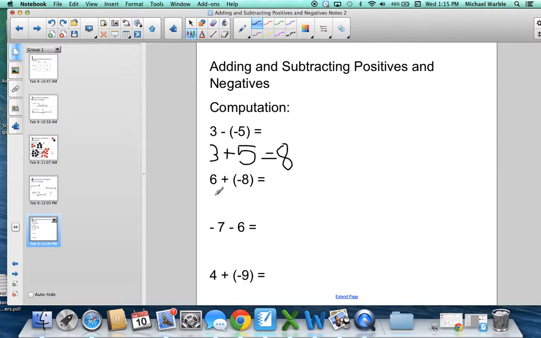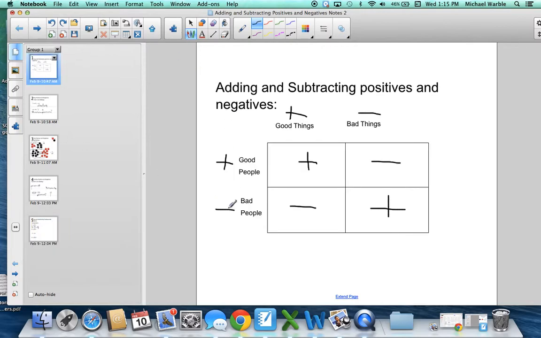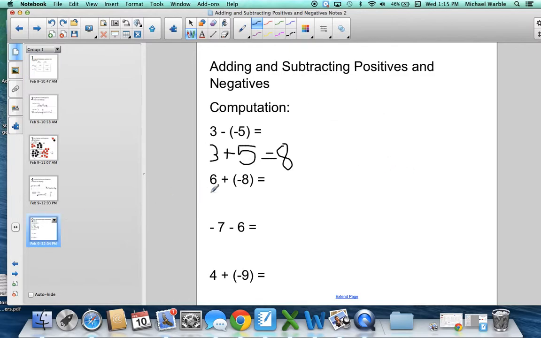So now we have 6 plus negative 8. And you know when you add a negative value, you're going to be subtracting. So that could turn into 6 minus 8. All right, now right here, since 8 is a bigger number than 6, I know my answer is going to be negative.